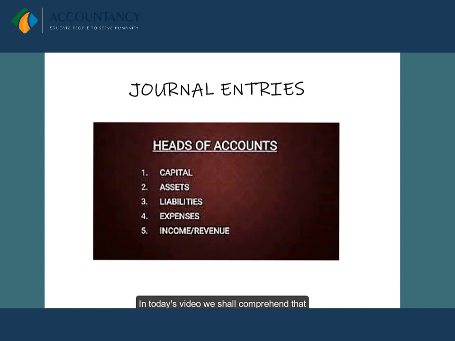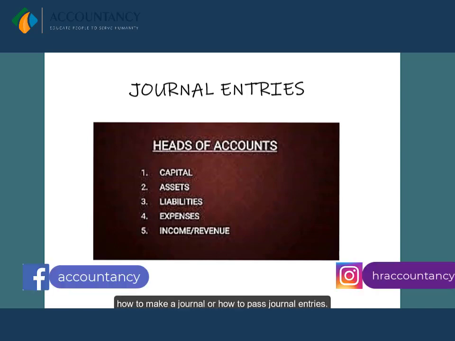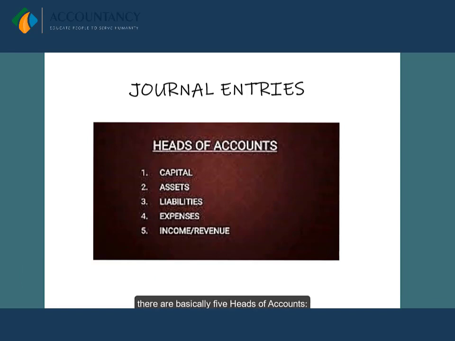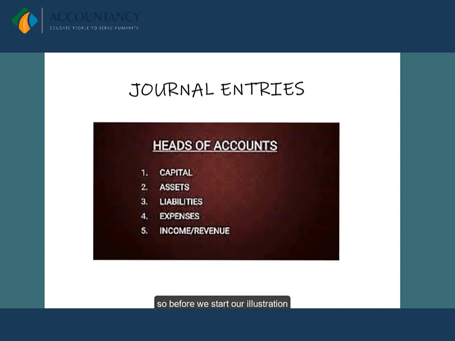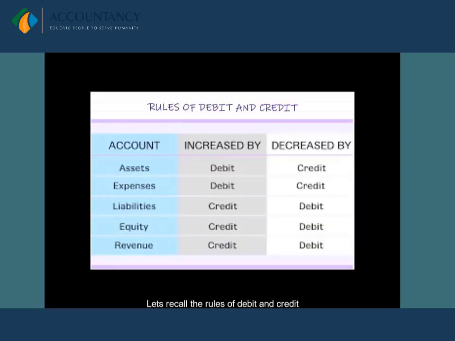In today's video, we shall comprehend how to make a journal or how to pass journal entries. As per the modern classification of accounts, there are basically 5 heads of accounts. These are capital, assets, liabilities, expenses, and income or revenue. So before we start our illustration, let's recall the rules of debit and credit.